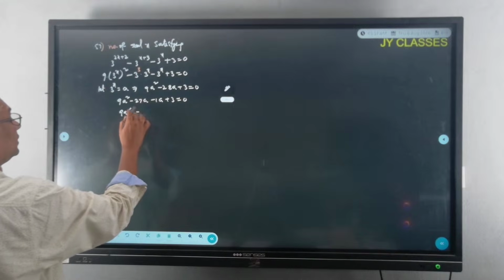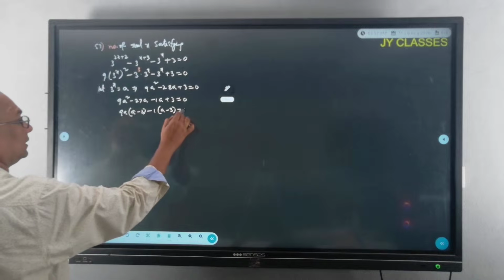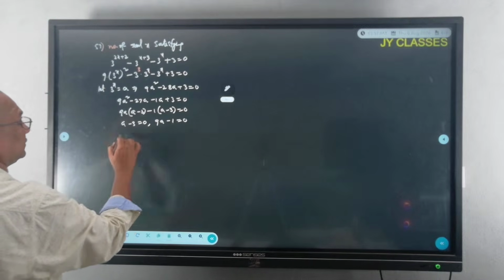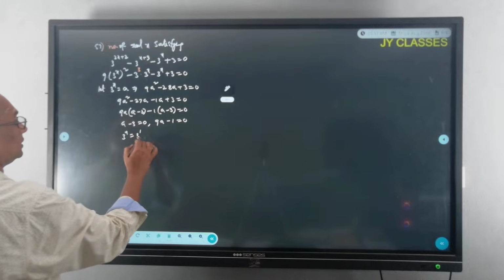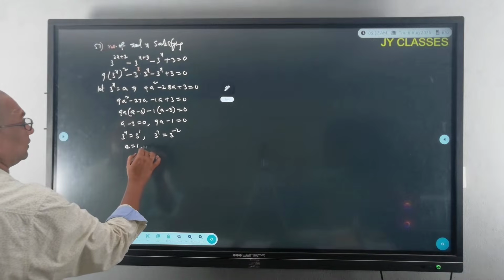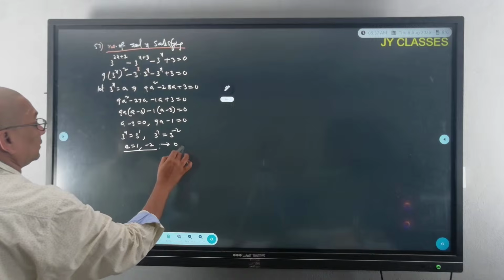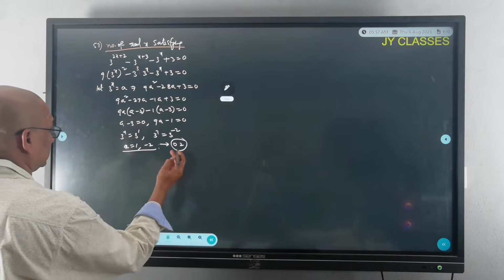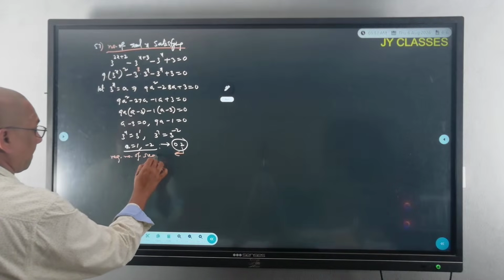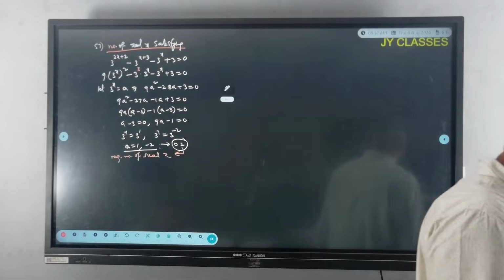9a is common, a minus 3, minus 1 is common, a minus 3. A minus 3 equal to 0, 9a minus 1 equal to 0. A means 3 power x is equal to 3 power 1, 3 power x is equal to 3 power minus 2. So x is equal to 1 comma minus 2. Number of real x is 2 required. Number of real x. Chinna question.